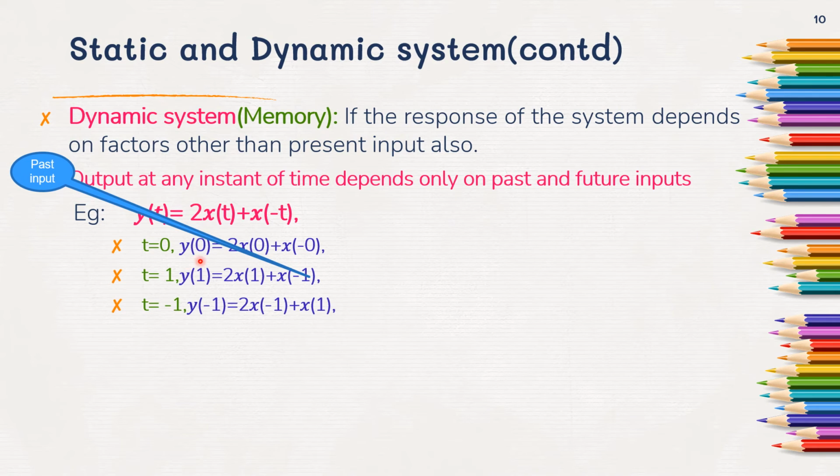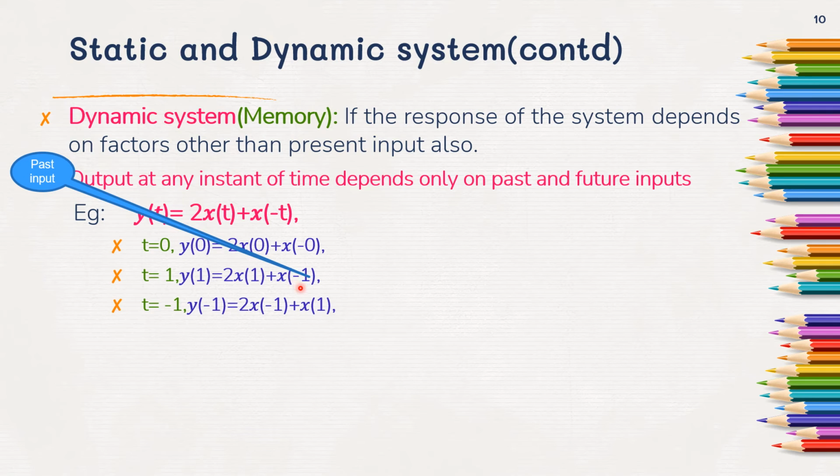You are calculating the value for y of 0, but it depends upon x of minus 0. Here y of 1 you are calculating, but it depends upon x of minus 1. Y of minus 1 depends upon x of 1. Here x of minus 1 is a past input. Y of 1 you are calculating, but it depends upon the value of x of minus 1, which is nothing but your past input.